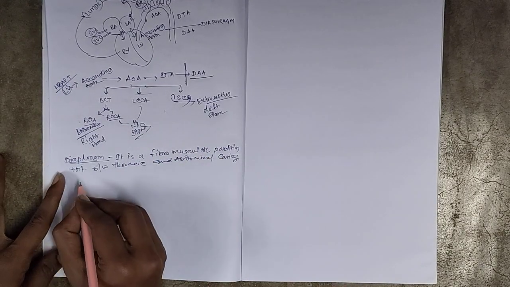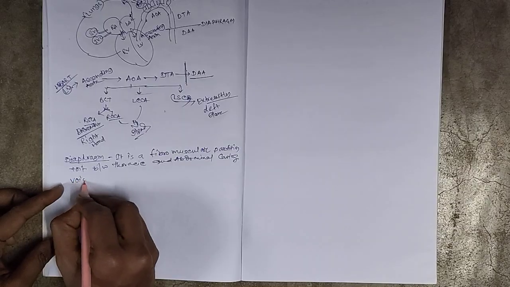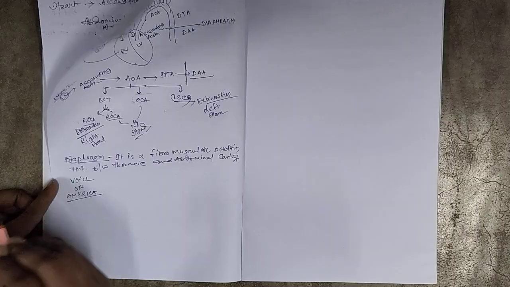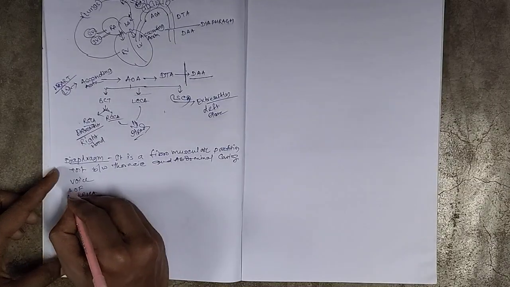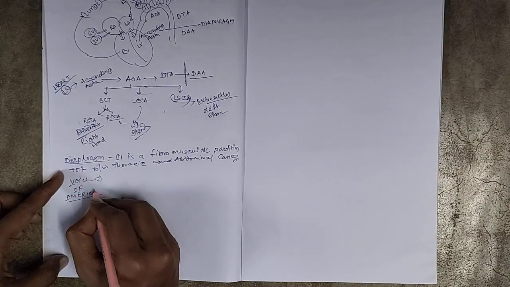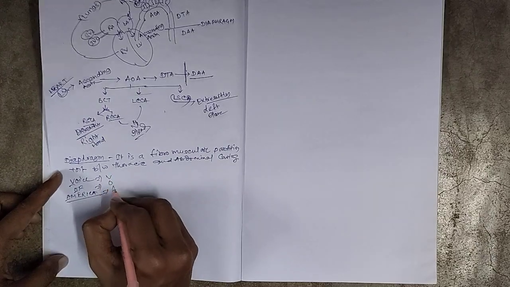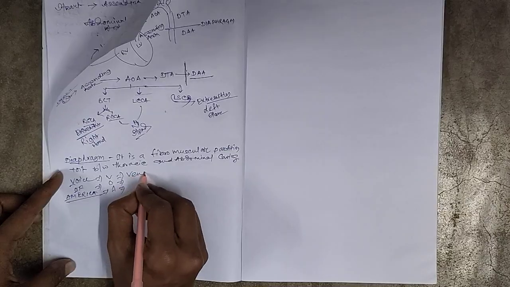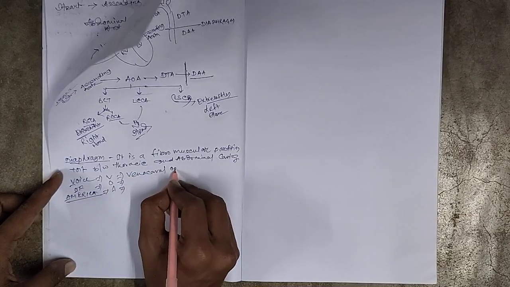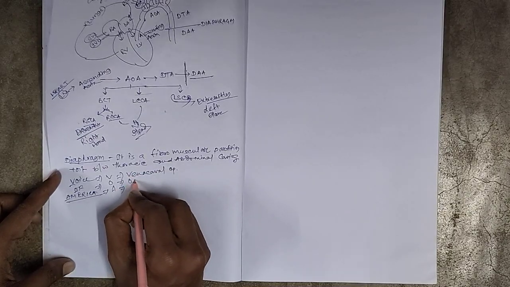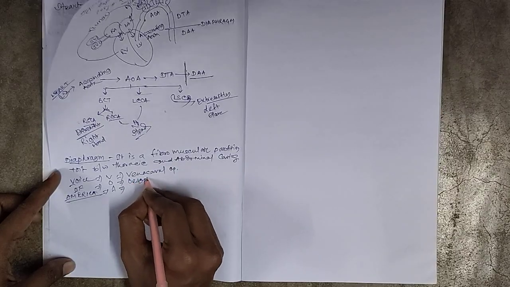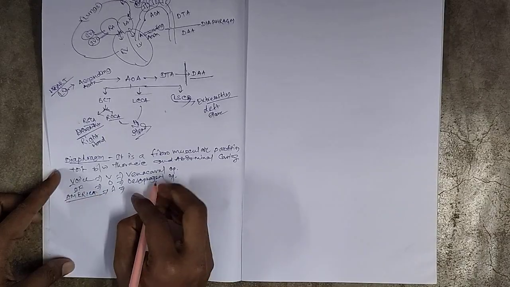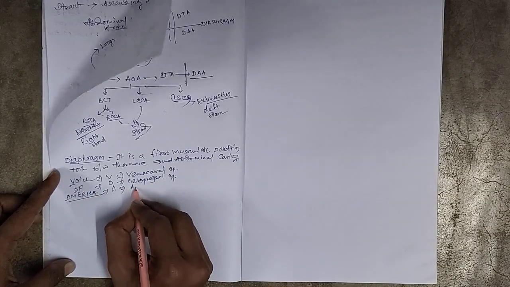The major openings you can remember as a trick: Voice of America, which is a major broadcasting channel in America, and you take the first letters, VOA. By V it means the vena cava opening, by O it is esophageal opening, and by A it is aortic opening.